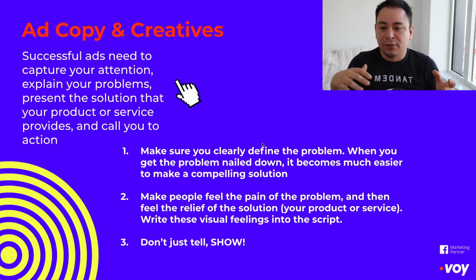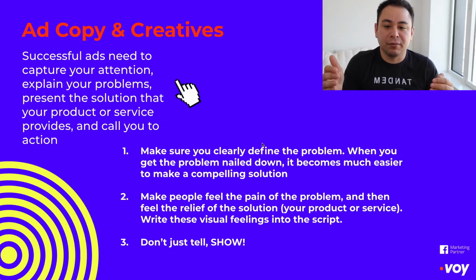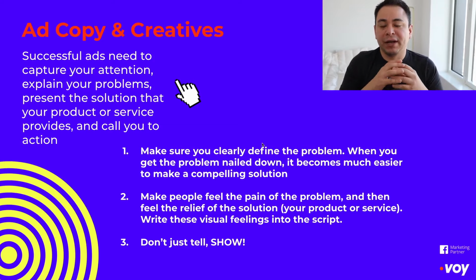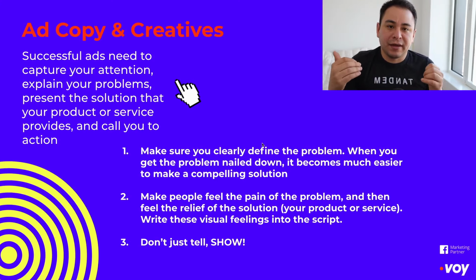Basically, for us, for having a successful ad and successful ad creative, it needs to do these three things. One, you need to make sure you clearly define the problem. When you get the problem nailed down, it becomes much easier to make a compelling solution. So really what this means for you and your brand is that you should be thinking about what exactly your product solves. And once you know that, then you know all the pain points.